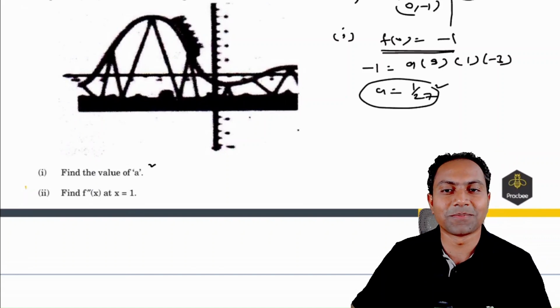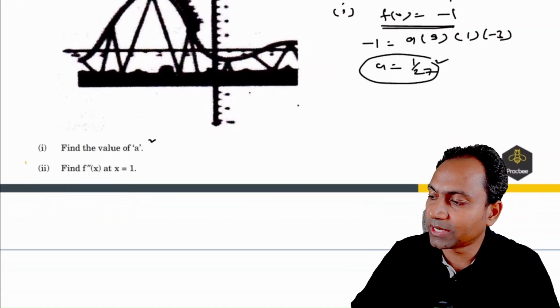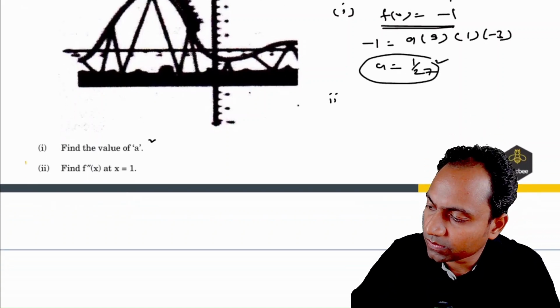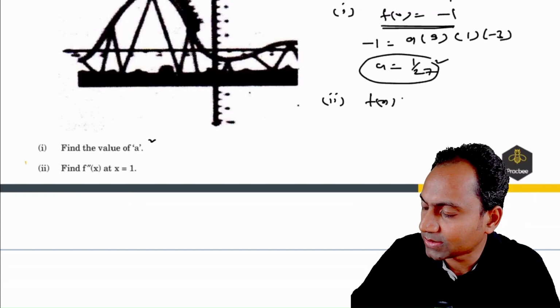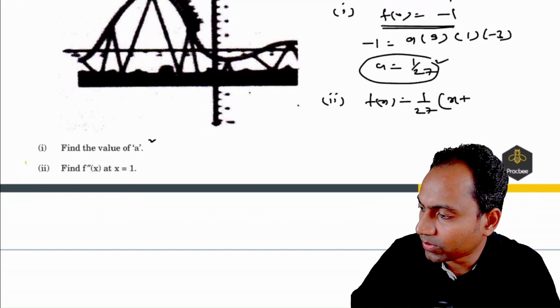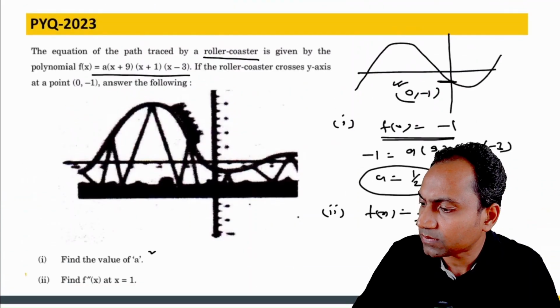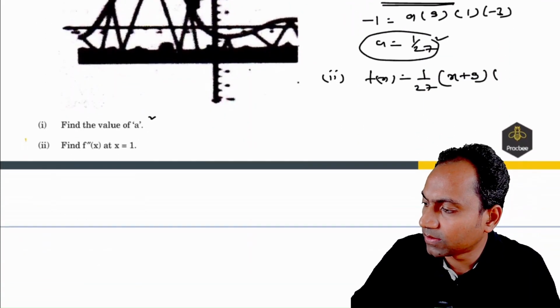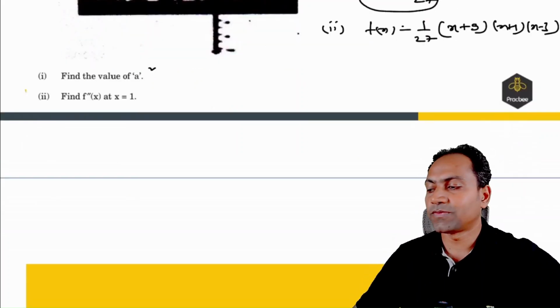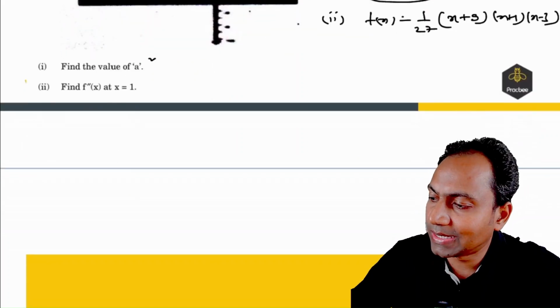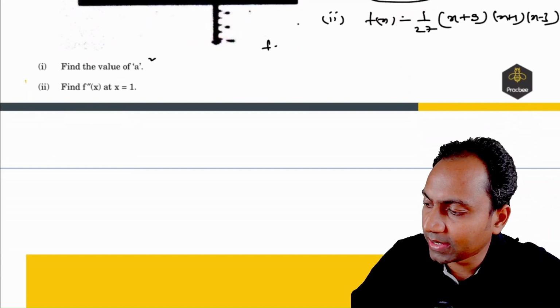It is very simple. If I move to the second part, what they want us to do, once we have figured out this function f(x) as nothing but 1 by 27 into (x plus 9) into (x plus 1) into (x minus 3), once you have got this function, what I can do is basically simplify and then differentiate twice.